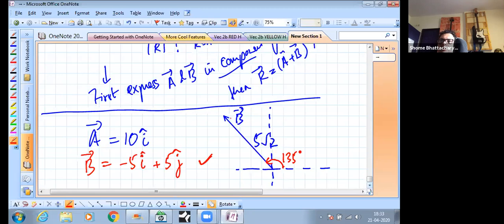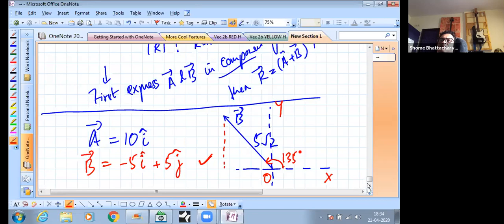Because see, this component, when we drop this perpendicular, this is 5 and this one is also 5, but this is falling in which direction? It's falling along the negative x direction. So the component is what type? It is negative. So it's minus 5 times I cap. And this is positive. So it's plus 5 j cap.